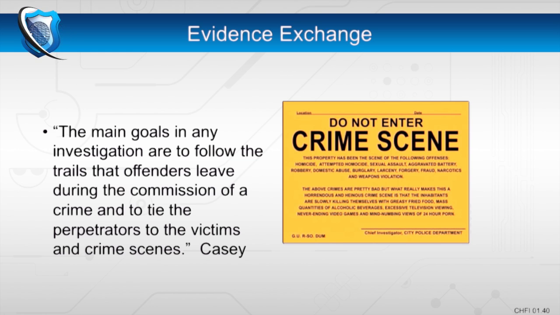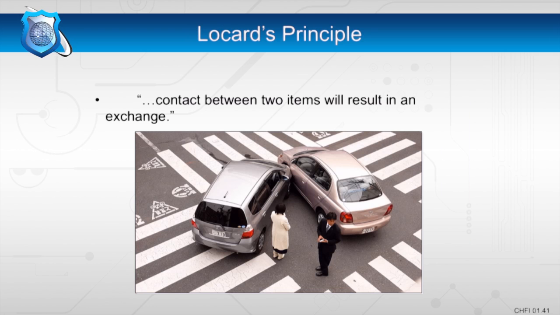Now, I really like what Casey had to say in his book, and here's the quote. The main goal in any investigation is to follow the trails that offenders leave during the commission of a crime and to tie the perpetrator to the victims and the crime scene. Now, this is an old principle. It's called Locard's exchange principle. So what's going to happen is contact between two items will result in an exchange. In this case, when two cars bang into each other, they do this thing that they call in NASCAR trading paint, because some of your paint pops off on my car and some of my paint pops off on your car. And that's what we do in Locard's principle.